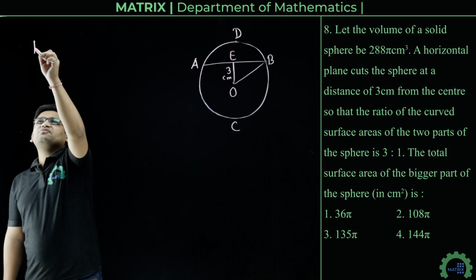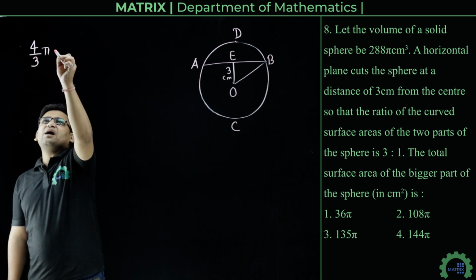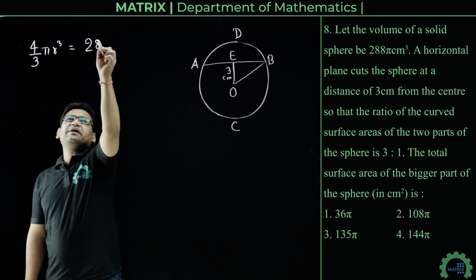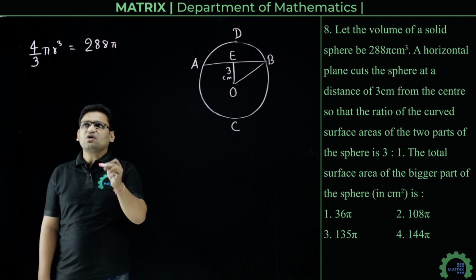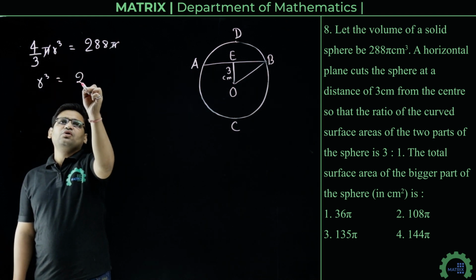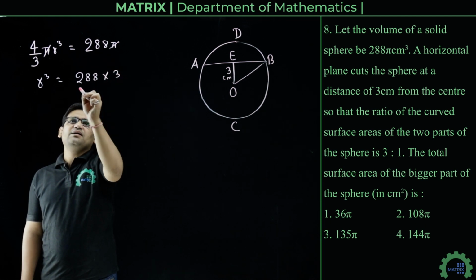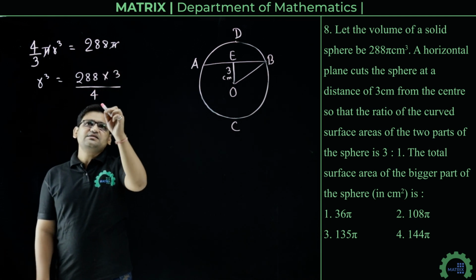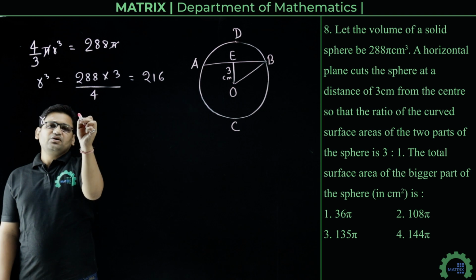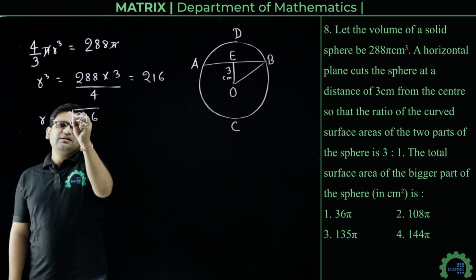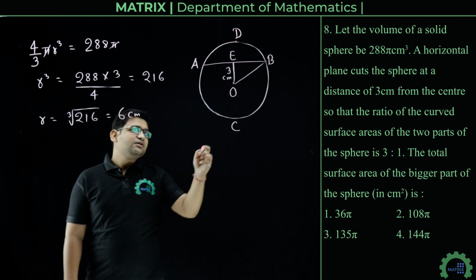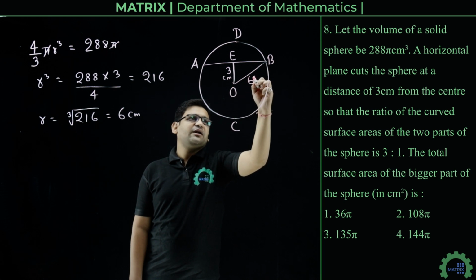Now we are given the volume of the solid sphere is 288 pi. We know that volume of sphere is 4 by 3 pi r cube, and that is 288 pi centimeter cube. On solving this, we get r cube equals 288 multiplied by 3 divided by 4, that is 216. So r will be cube root of 216, that is 6. So r is 6 centimeter, and this radius OB is 6 centimeter.